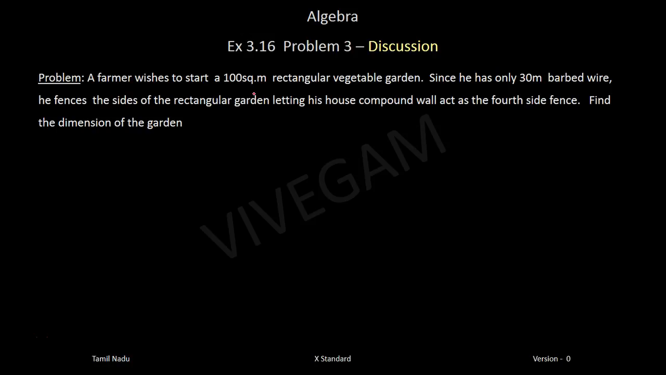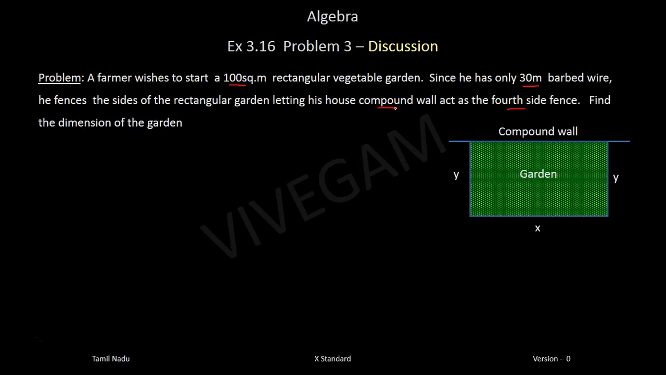It's an interesting problem. So the area of the rectangular plot is 100 square meters, and the barbed wire length is only 30 meters, and the compound wall acts as the fourth side fence. So the rectangle will have a length as well as a breadth. For the barbed wire to be the minimum, we should keep the length of the plot along the compound wall. The length is bigger than the breadth, so that is the reason we want to keep the length as the side along the compound wall. You get what I mean?